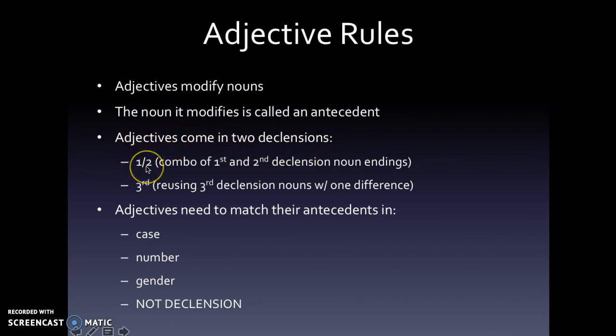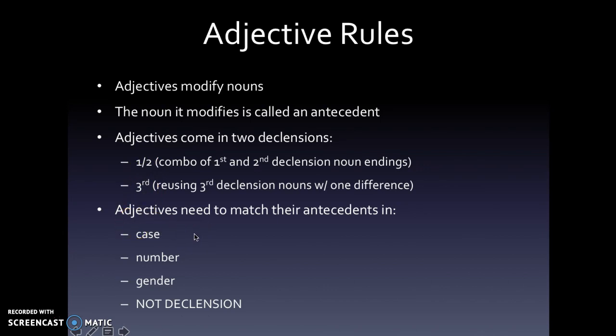The first declension is actually a combination of first and second declension noun endings. I'll oftentimes use this symbol. It is not a half symbol. It's just indicating that the endings of this adjective come from first declension and second declension. There are also third declension adjectives, and that's just reusing the third declension noun endings. There is one little difference that we'll talk about later. So adjectives come in two different declensions, a 1-2 and a third.